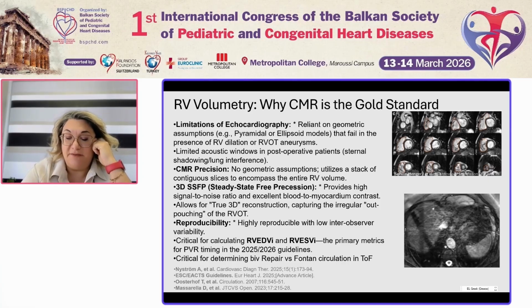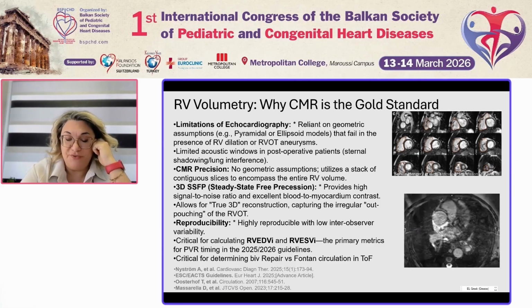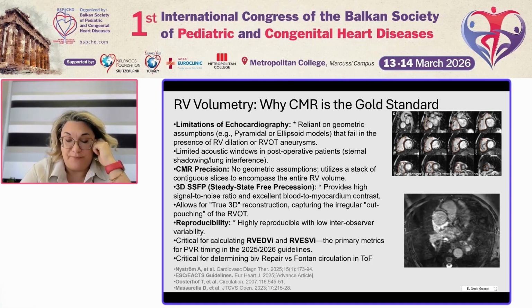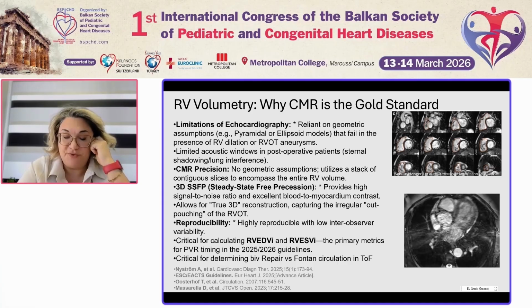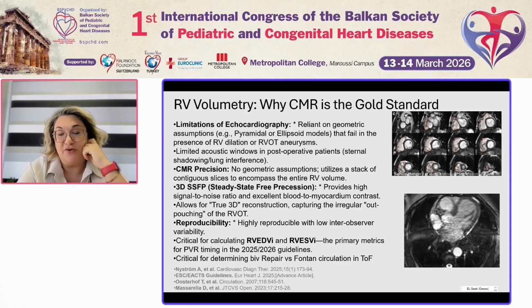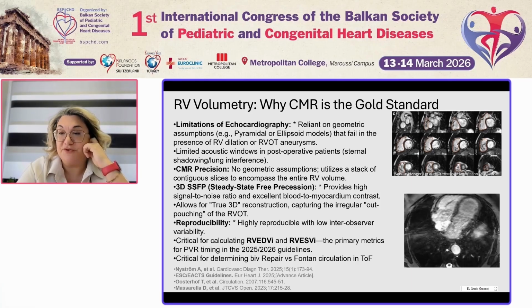Echocardiography remains the first-line modality, but there are significant limitations, especially in follow-up and older populations. The RV has a highly complex geometry. Echo measurements often rely on simplified geometrical assumptions, such as ellipsoid or pyramidal models, which become inaccurate in the presence of RVOT dilatation or RVOT aneurysms. In addition, many congenital patients have limited acoustic windows after surgery, further reducing measurement reliability.